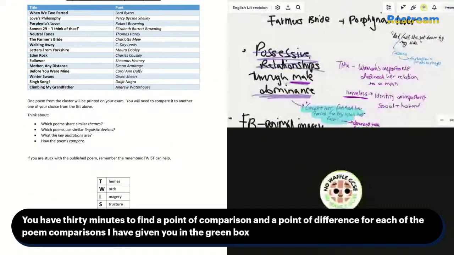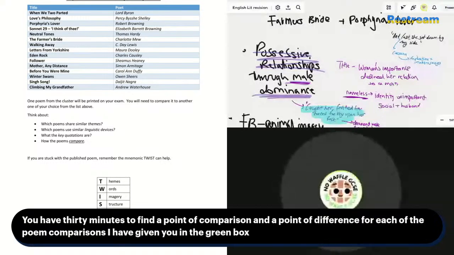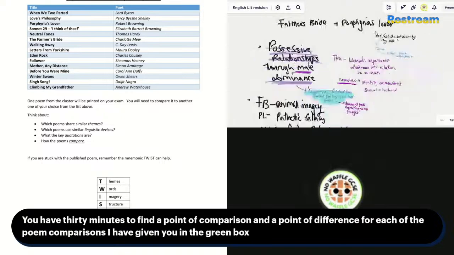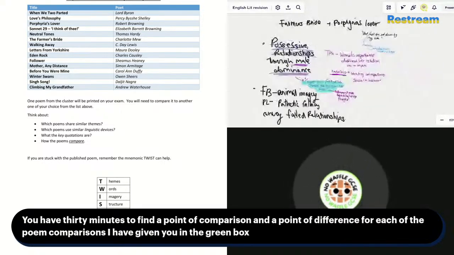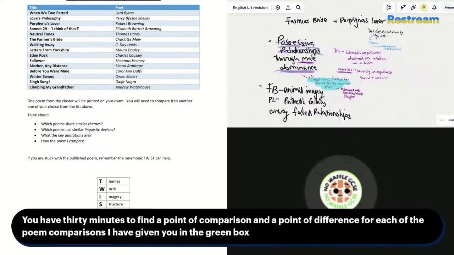So we're just doing some comparisons, and I've started off with Farmer's Bride and Porphyria's Lover. I've started off by saying that they both show possessive relationships through male dominance. However, in Farmer's Bride, he conveys his frustration through animal imagery, whereas in Porphyria's Lover, the frustration is conveyed through pathetic fallacy. Now we're looking at some evidence.